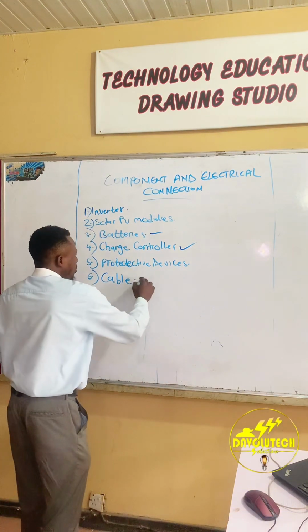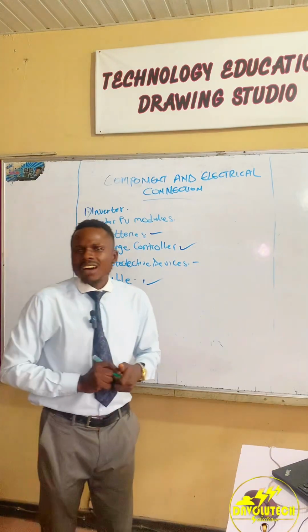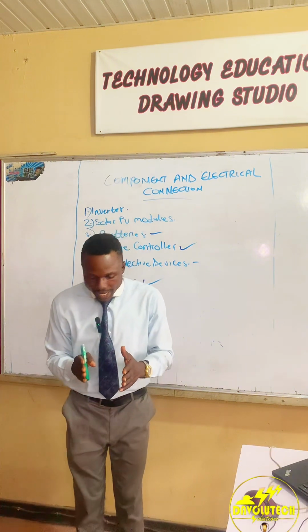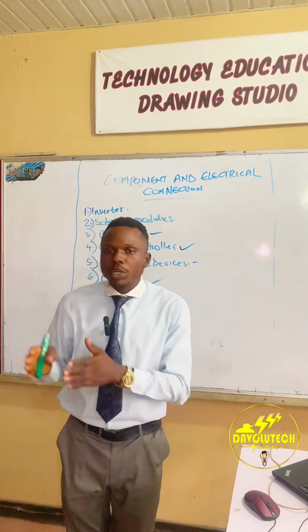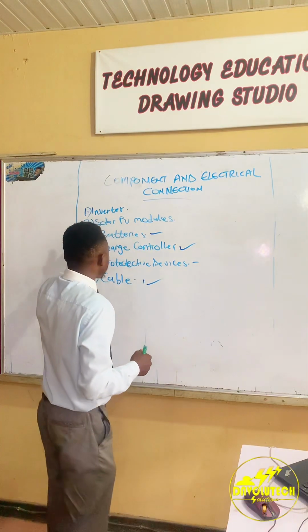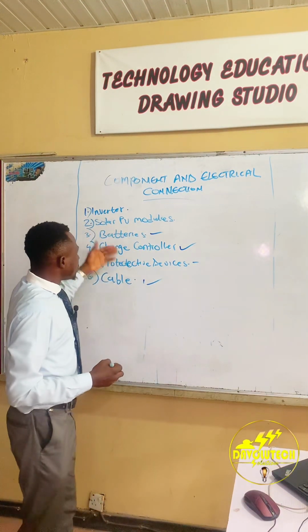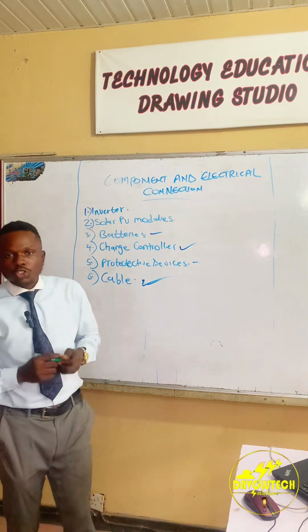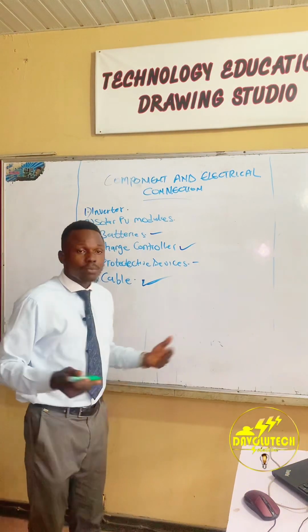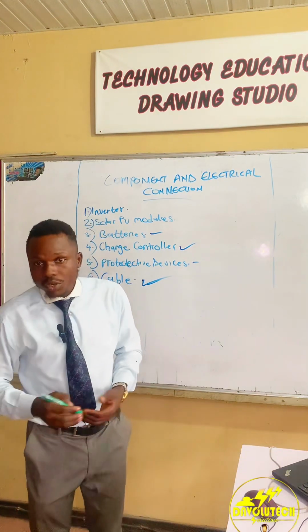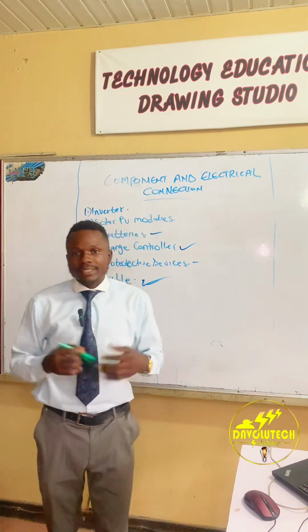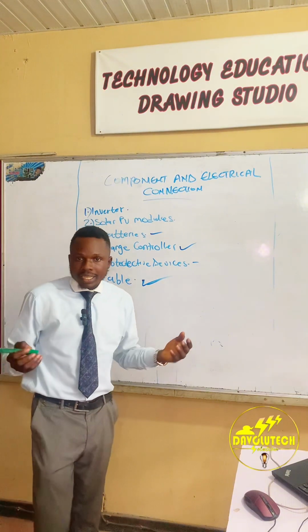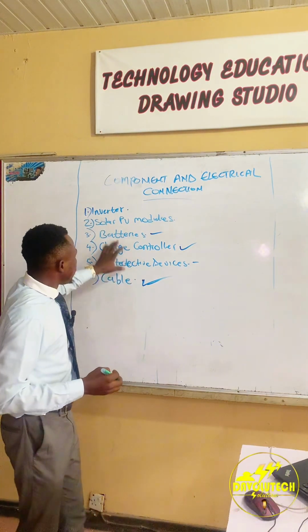And the very last one, your cable. Your cable performs the role of moving energy from one point to another. If you want to connect your inverter with your PV, your battery, your charge controller, and protective devices, this guy does a whole lot of job. Without it, you can't connect anything, because it is the voltage carrier that moves current or voltage from one device to another.